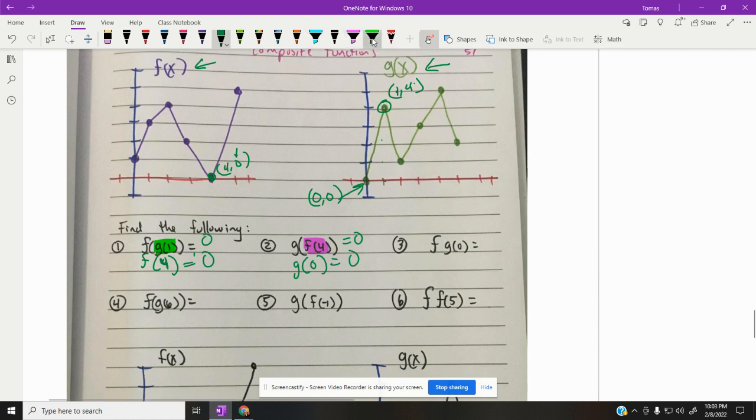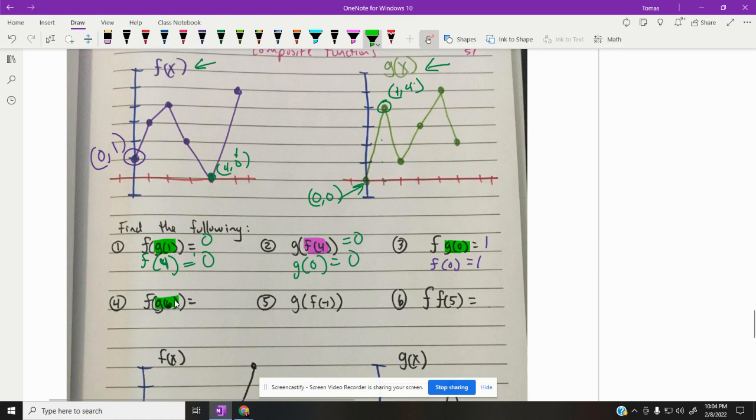Again, we're going to start off right here. G of 0, we just figured out, is 0. So then now we're going to have f of 0. Well, what is f of 0? We have this point right here, 0, comma 1. So that's 1. It's like a little puzzle where you have to be jumping back and forth.